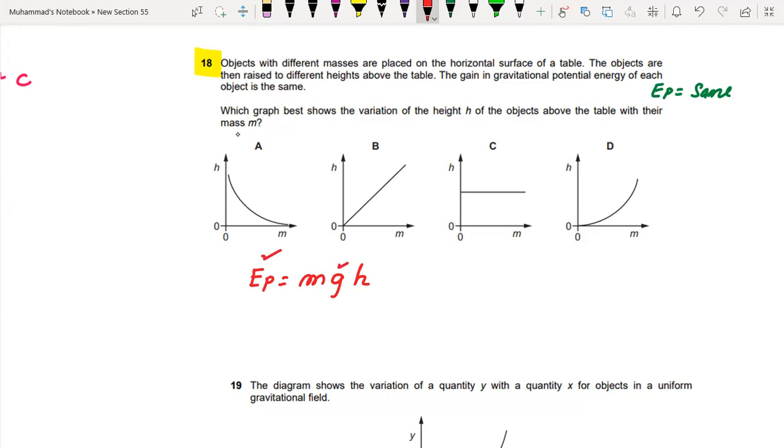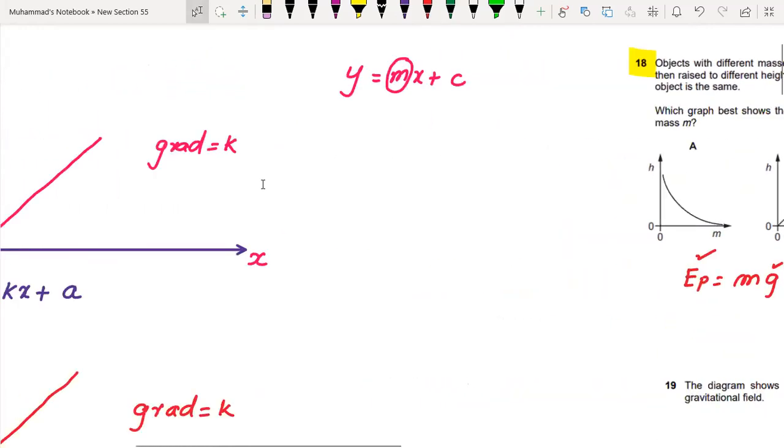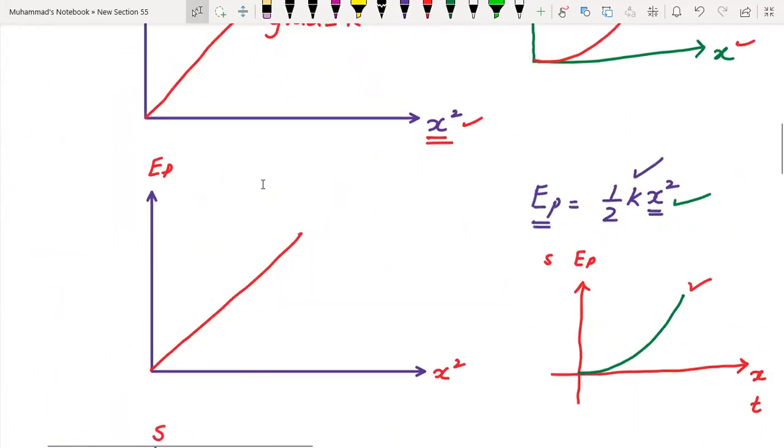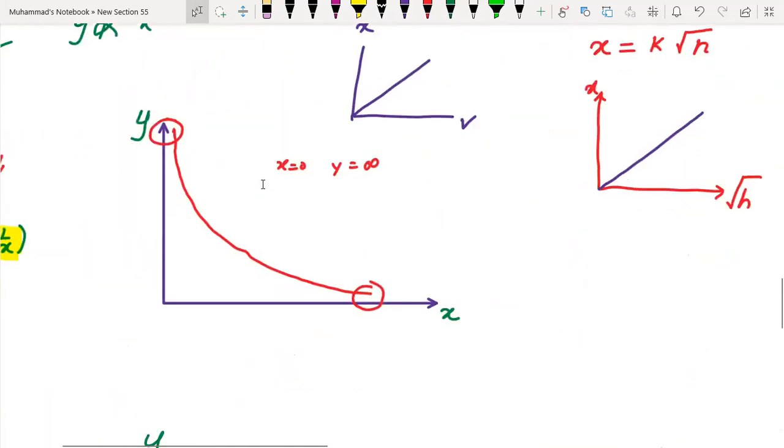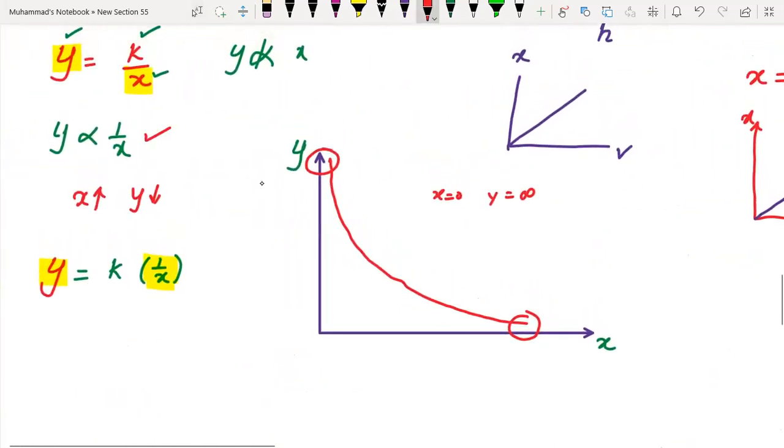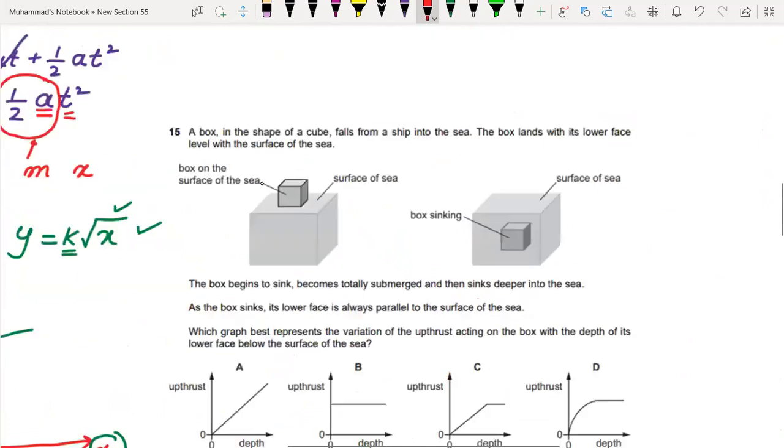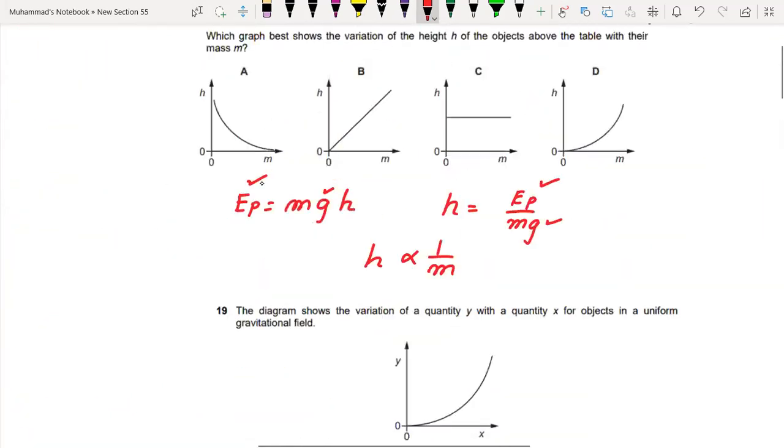Okay. So if I make h the subject of the formula, I will get EP over mg. As EP is constant, g is constant, so I can easily say that h is inversely proportional to m. So, as I discussed in this situation, if you have this type of graph, y is 1 over x, and you plot x versus y, you will get this type of graph. So, this situation is exactly similar to what I discussed.